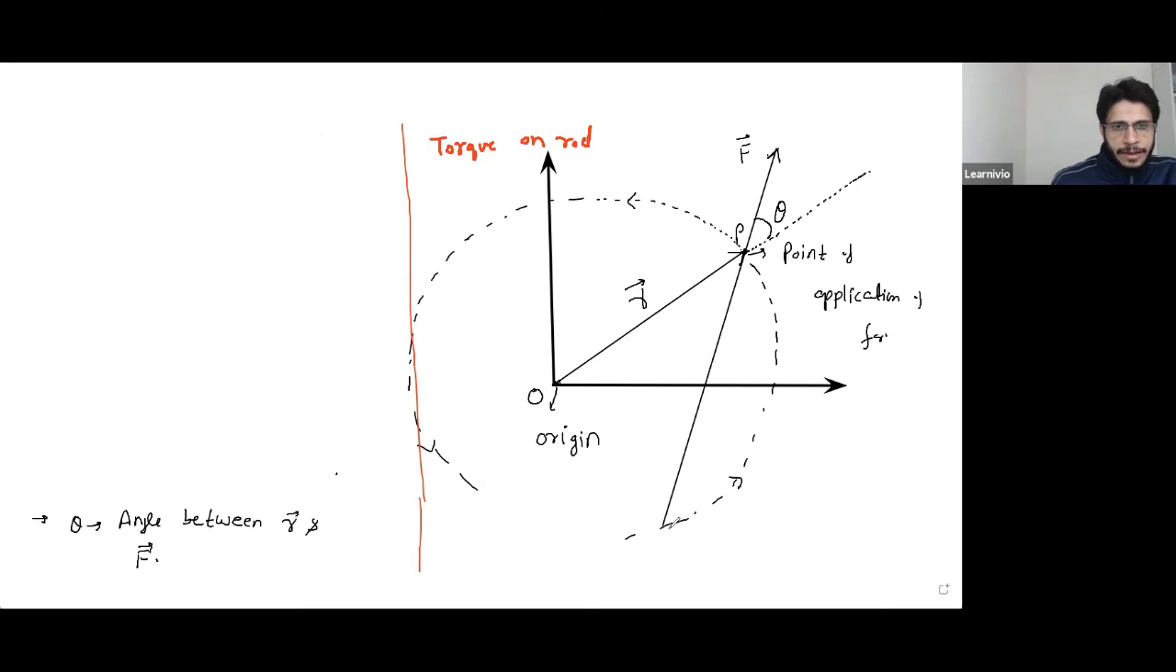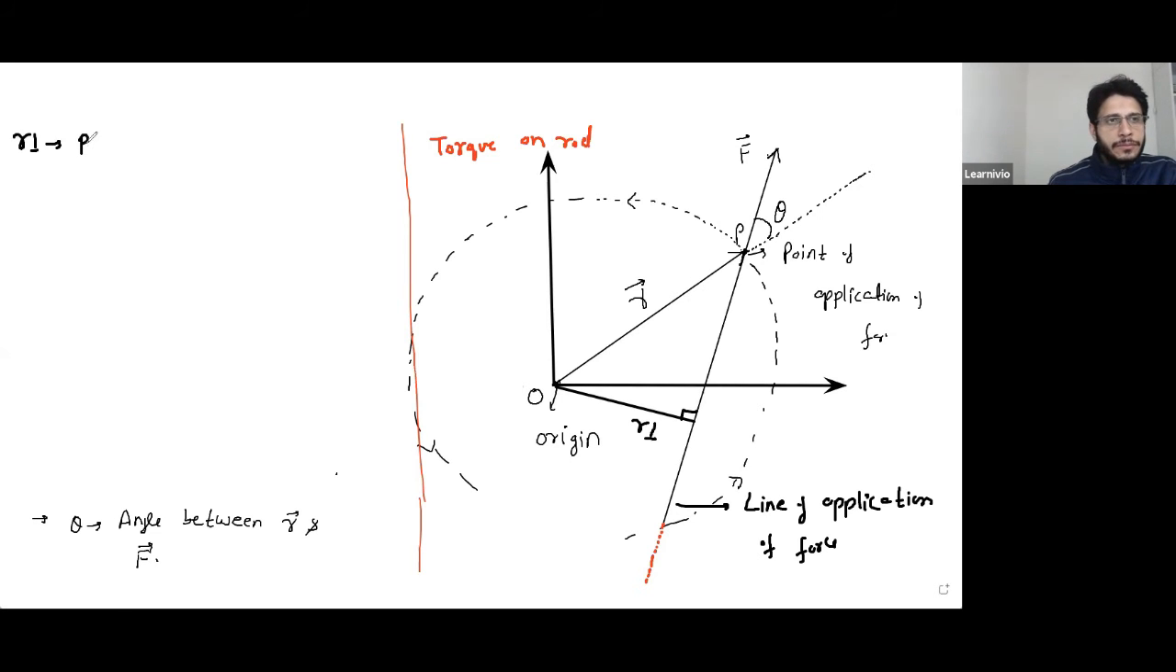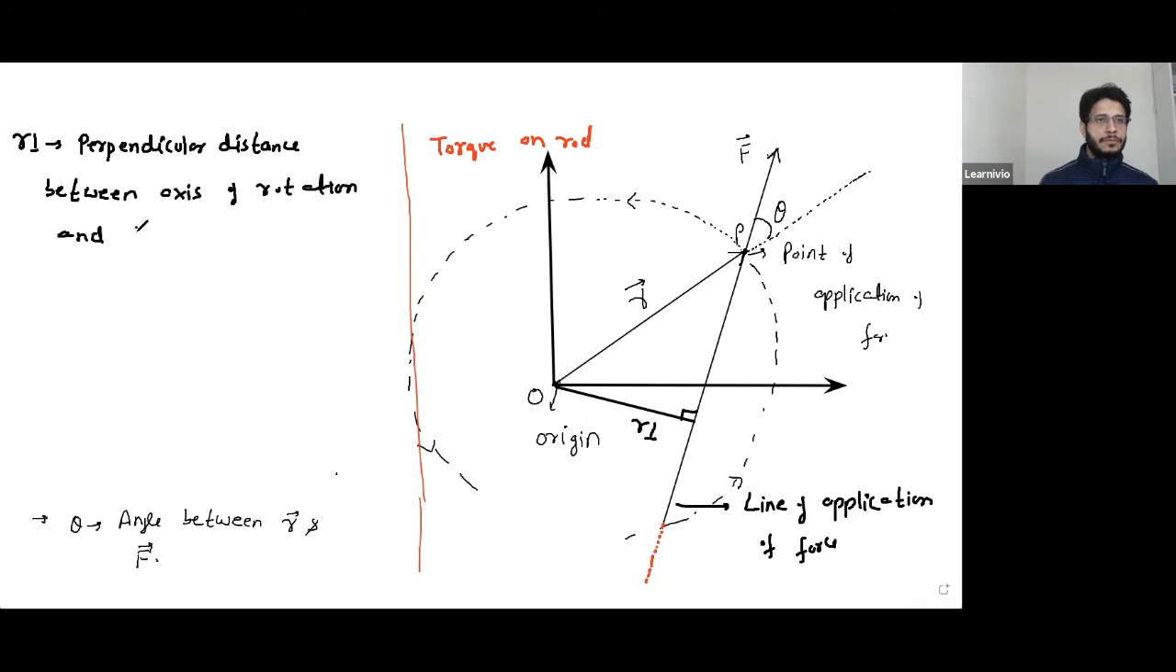What we can do is extend this line. This is known as the line of action of force, or line of application of force. And this is the origin. So the perpendicular distance between this line of action of force and the origin is this. This is the perpendicular distance between the axis of rotation and this line of action of force, R perpendicular. So here R perpendicular is the perpendicular distance between the axis of rotation and the line of action of force.